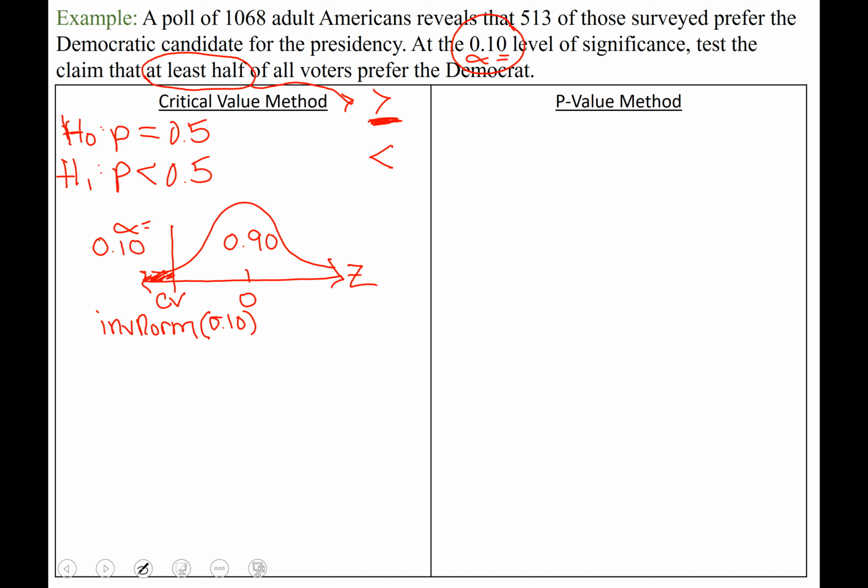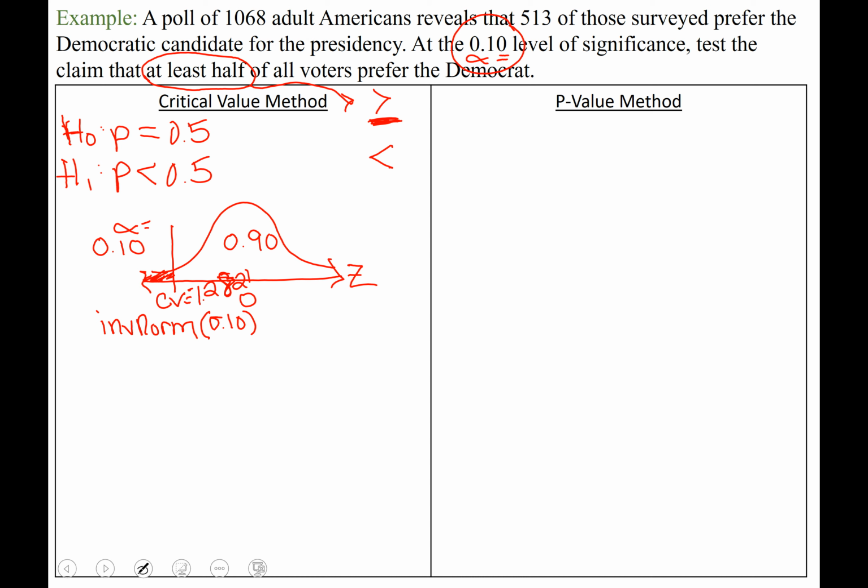All right, so it turns out that we have a critical value of negative 1.28. I'll put 2, so 3 decimal places. Negative 1.282. A little hard to write it with my finger, so. All right, so that is our critical value.